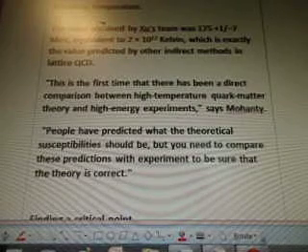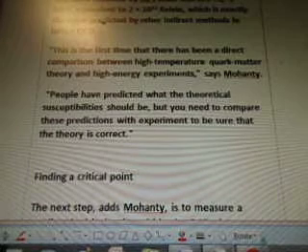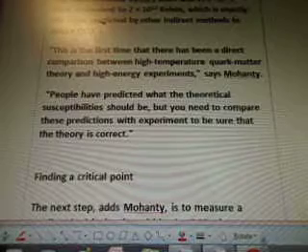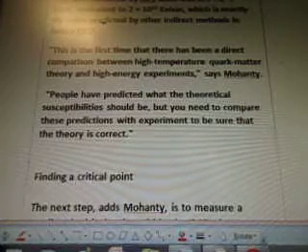This is the first time there has been a direct comparison between high temperature and quark matter theory and high energy experiments, says Mohanty. People have predicted what the theoretical susceptibilities should be, but you need to compare these predictions with the experiment to be sure that the theory is correct. Finding a critical point.